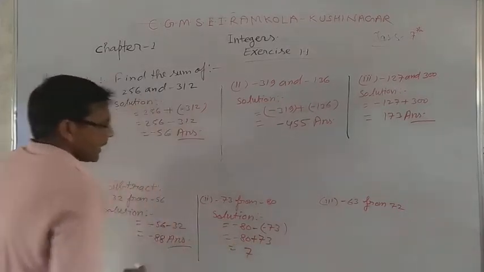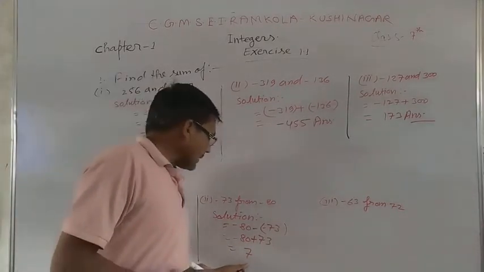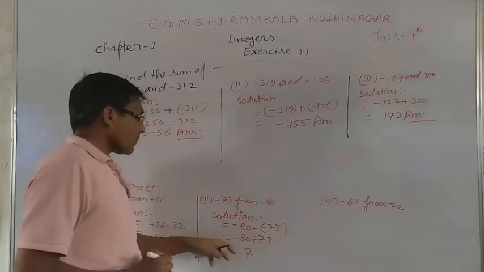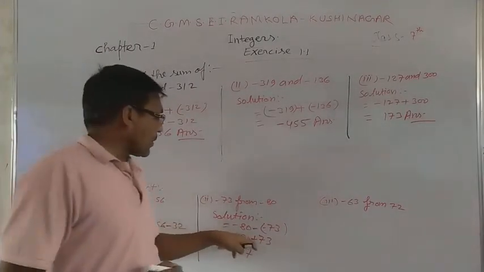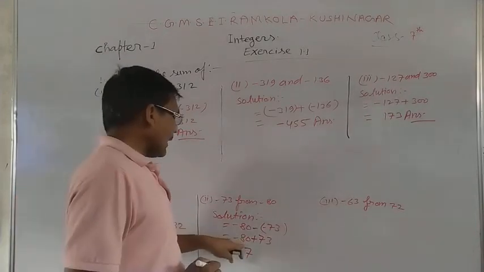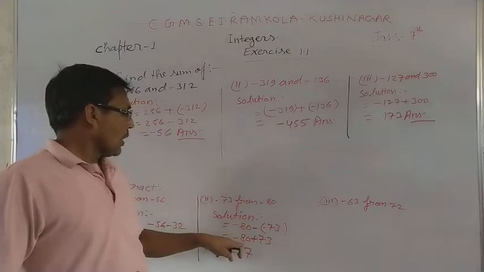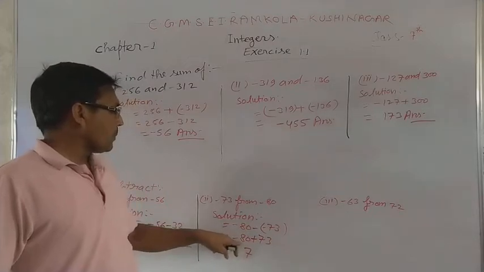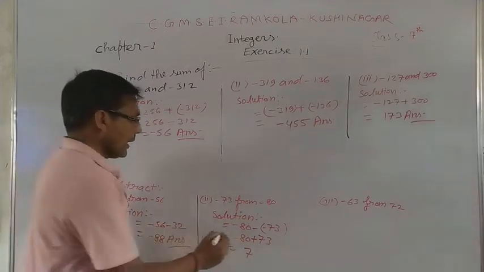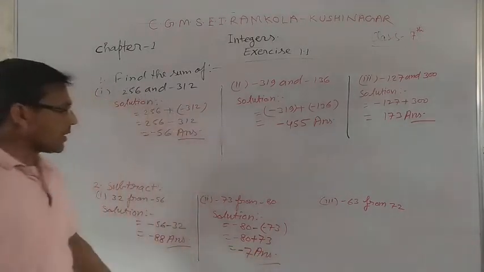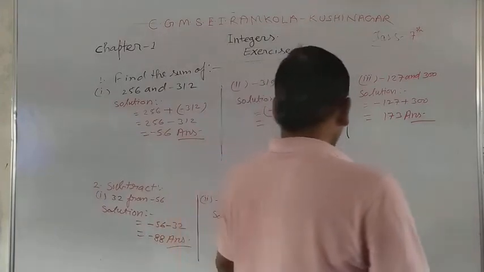is 7, it means the solution is 7. But if we closely observe the question, 80 is greater than 73, so the sign of 80 is negative, and the answer will be minus 7.